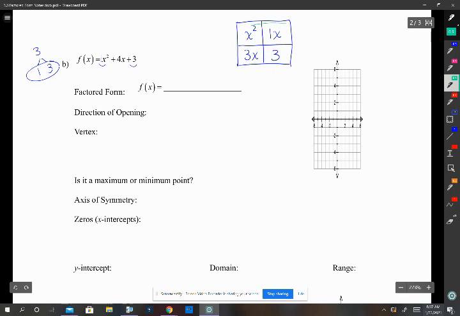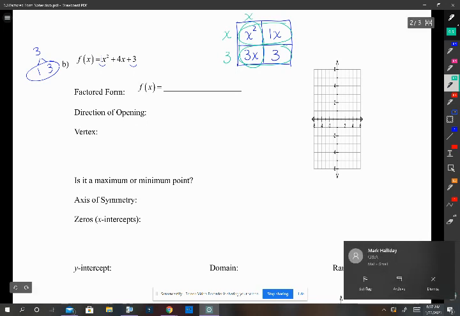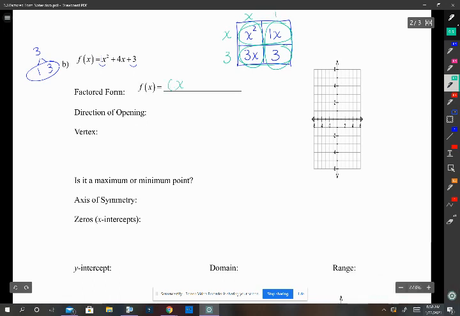And then we're going to take out greatest common factor. So greatest common factor out of the first row is an x. Greatest common factor out of the second row is a 3. Greatest common factor of the first column is an x. Greatest common factor of the second column is a 1. And so we're going to go x plus 3, x plus 1. And so now we have our factored form.